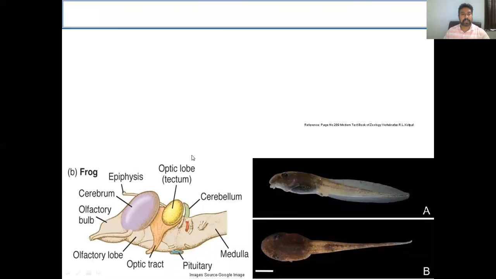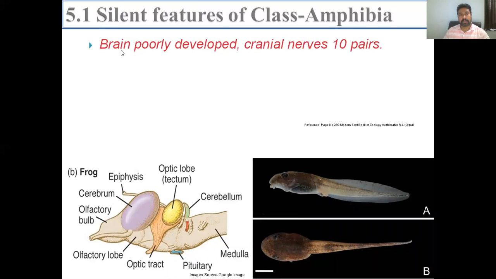If we discuss its nervous system, the brain is poorly developed, but more developed than the fishes. Here we can see the brain of a frog. They have the olfactory bulb, olfactory lobe, cerebrum, epiphysis in the forebrain, the optic lobe, which is a part of the midbrain, and the cerebellum and medulla oblongata, which is a part of the hindbrain. So the brain is more developed than the fishes and less developed than the reptiles. And the number of cranial nerves is 10 pairs, the same as in the fishes.